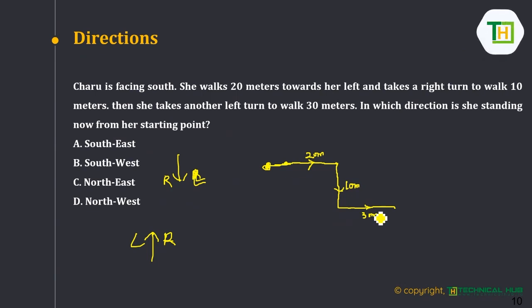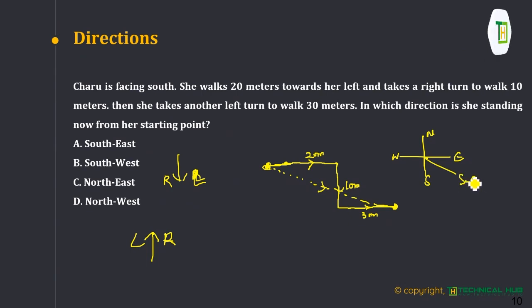So in which direction is she standing now from the starting point? If you observe the starting point, the final position is in which direction? So this is the direction. Among east, west, north, south, this is the southeast direction. So finally the answer is southeast.